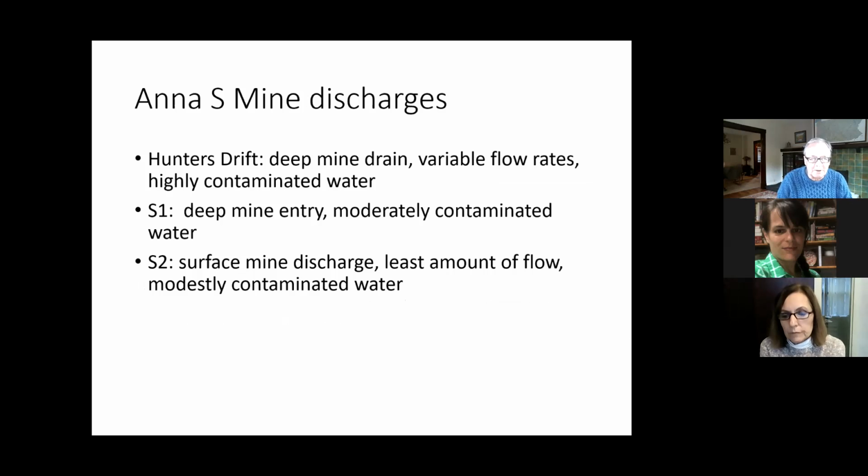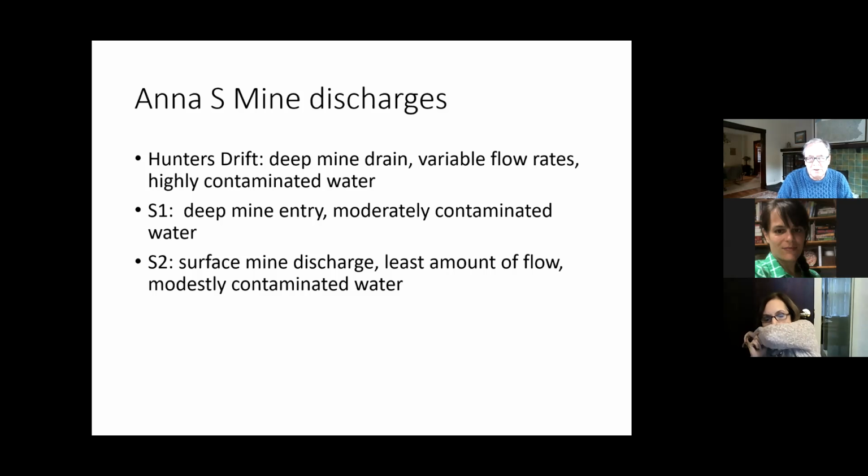Two discharges up here. Hunter's Drift, which is the drain out of the mine, has highly variable flow rates because it's a drain. When it rains a lot and water gets into the mine, a lot of water comes out. It gets to be very low flow rates during dry periods. The ANS mine is an above drainage, unflooded mine, and there's very little neutralizing capacity up here in the rock. And so you end up with very severe mine drainage, low pH, ferric iron and aluminum, that kind of water. You're going to see that.